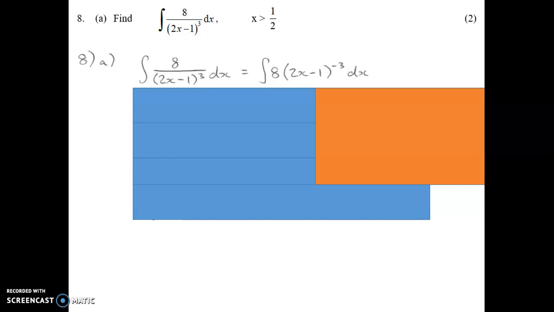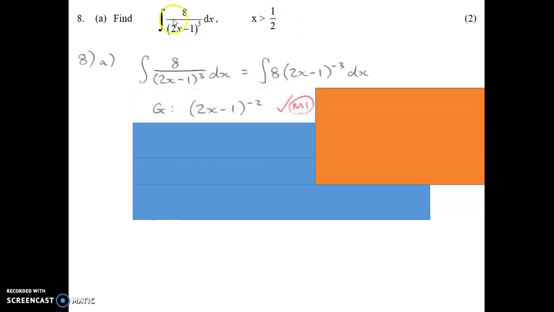And looking at this, I don't know a way to integrate that, any formula or anything, so I'm going to use guess, differentiate, adjust, GDA. So my guess will be that if I integrate this, I will get this. Why have I guessed that? Well, I know that the power when I integrate raises by 1, so it goes up to negative 2.